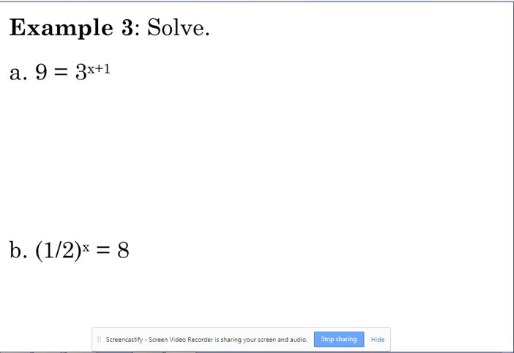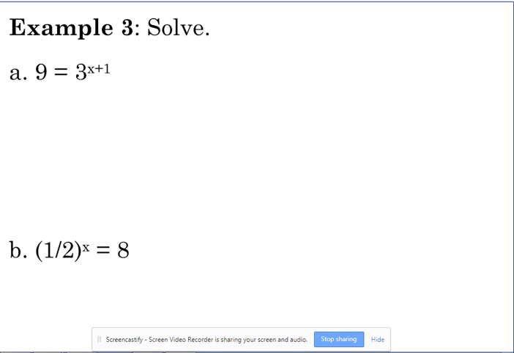Okay. All right, let's look at some equations. And let's look at some exponential equations. And I'm almost done talking for a little bit. I'll show you these examples and then y'all get to work for a little bit. Okay, so if I give you the equation, 9 is equal to 3 to the x plus 1.